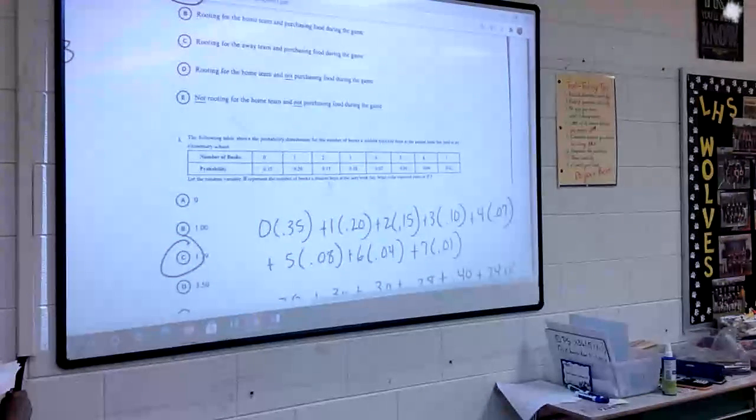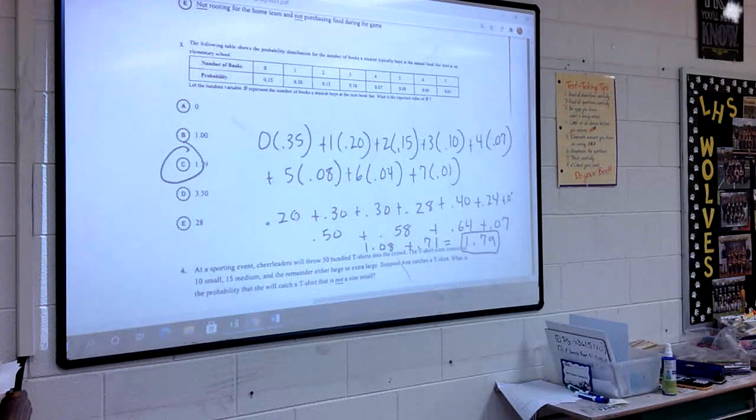I didn't have my calculator with me. But I just started adding the numbers, and then I added more numbers, and I got 1.79. So I just added all those together at the end. Okay, so each number times the probability, add them together. Notice what they asked for. They asked for the expected value. That's the same thing as the mean. So the word expected value and the word mean are the same. The average, the mean, the expected value. Okay, and that is 1.79.